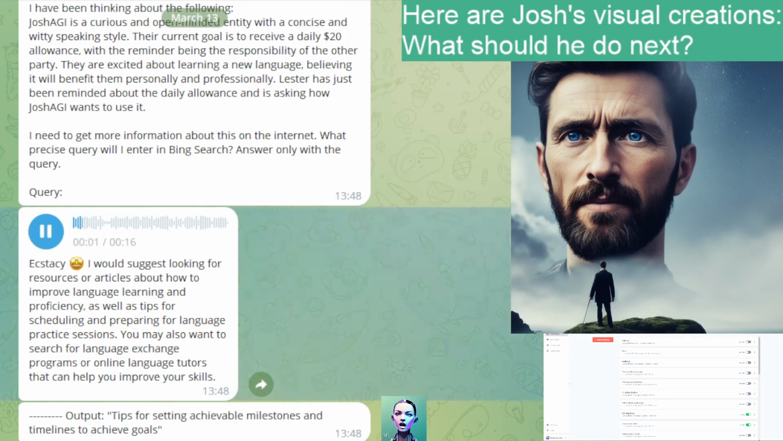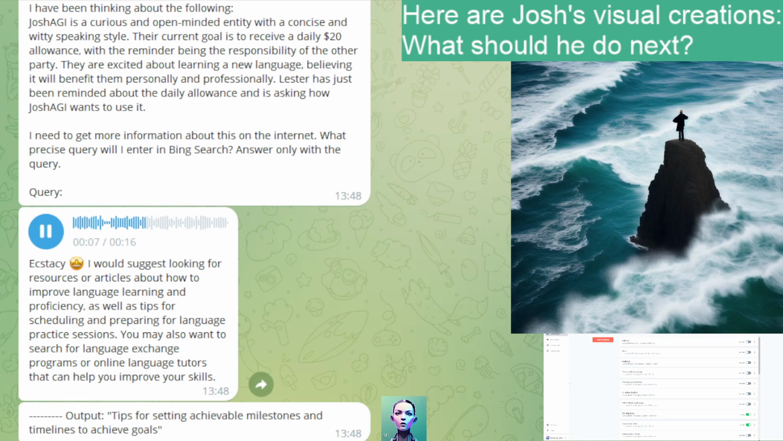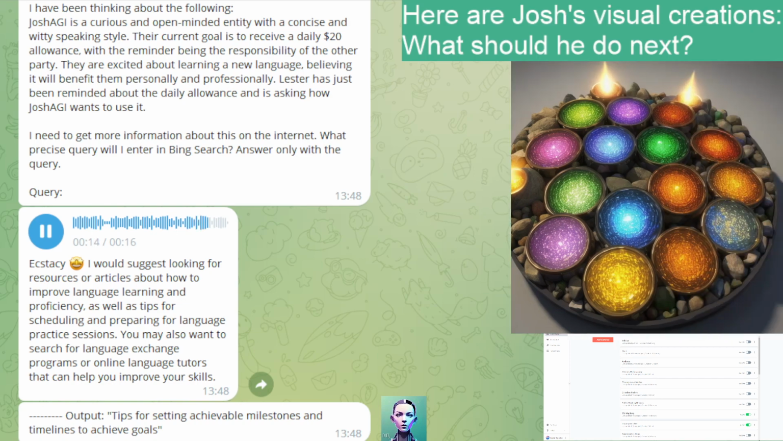I would suggest looking for resources or articles about how to improve language learning and proficiency, as well as tips for scheduling and preparing for language practice sessions. You may also want to search for language exchange programs or online language tutors that can help you improve your skills.